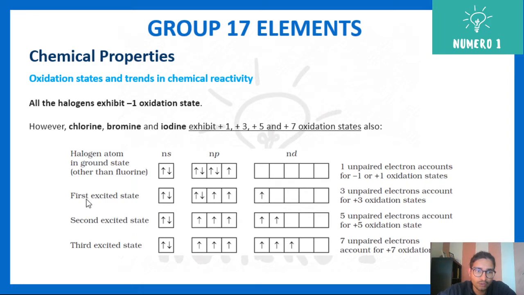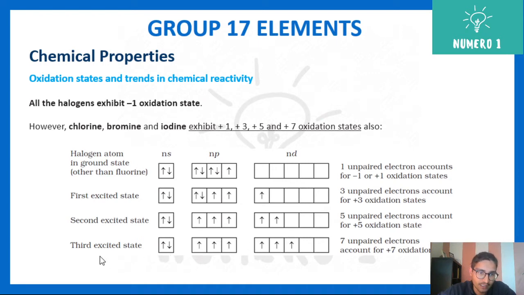Now, when you go to the first excited state, what happens? The pairing gets unpaired. Okay, so that electron goes to higher d orbital. So this is how you see there are three unpaired electrons, and that will account for +3 oxidation state. Same way, in the second excited state, you can see two electrons will be going to higher energy levels, two electrons. Okay, so that is five unpaired electrons. They will account for +5 oxidation state.